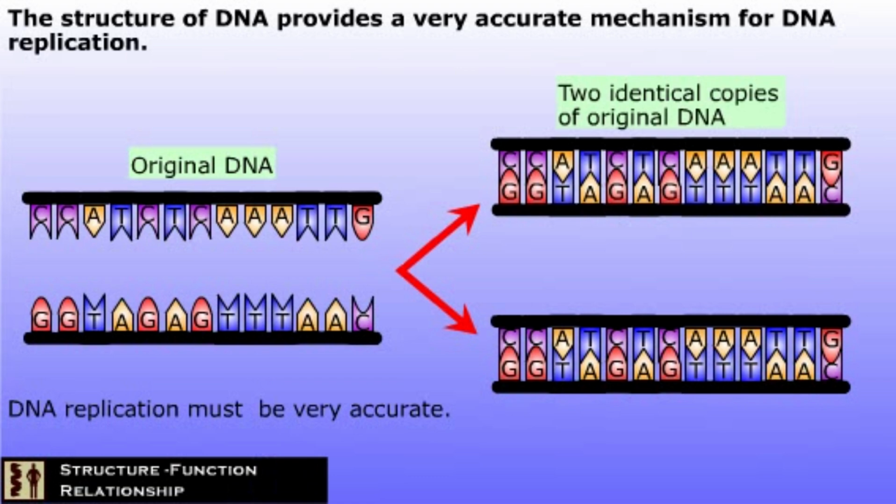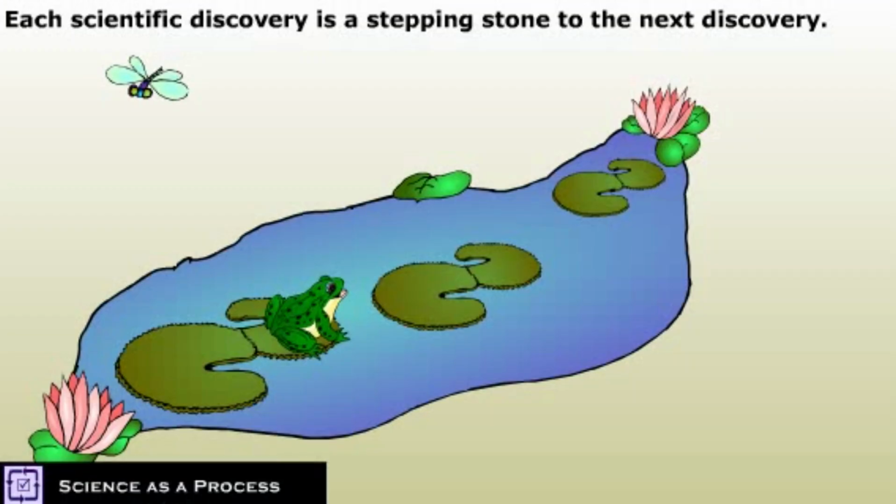independently. The process we just saw in the discovery of the role and structure of DNA is typical of biological discovery. Biologists use information collected previously to answer new questions and solve new problems. Each discovery is a stepping stone to the next discovery.